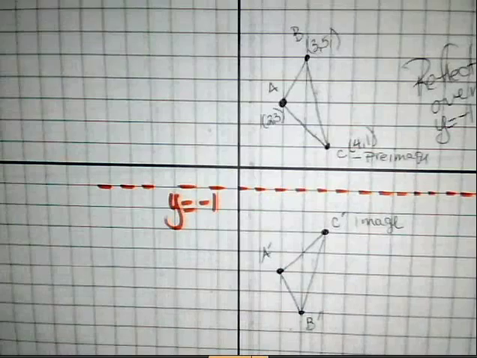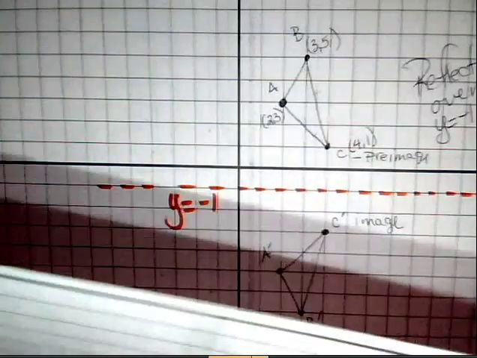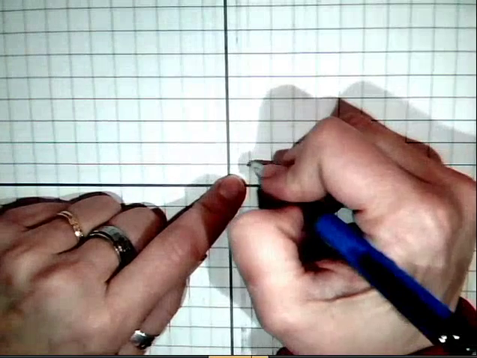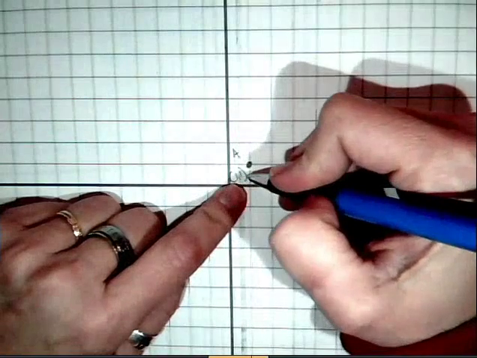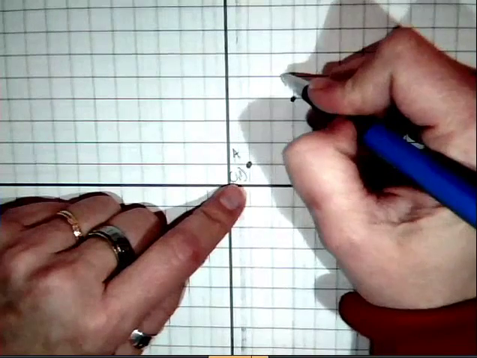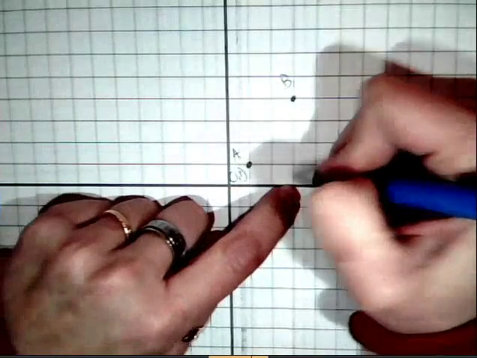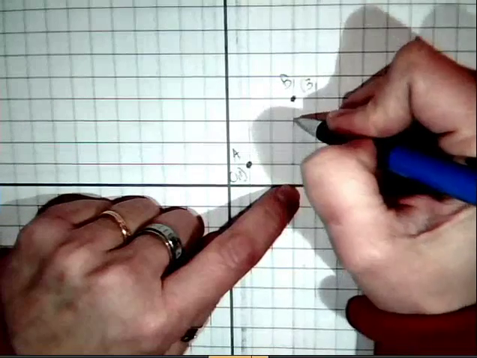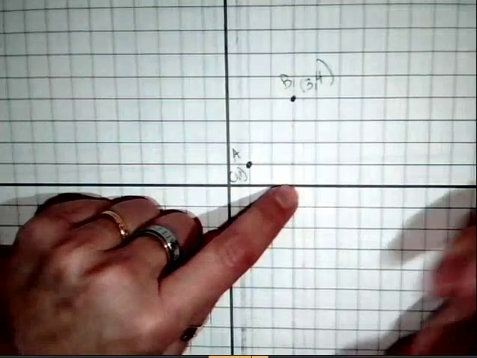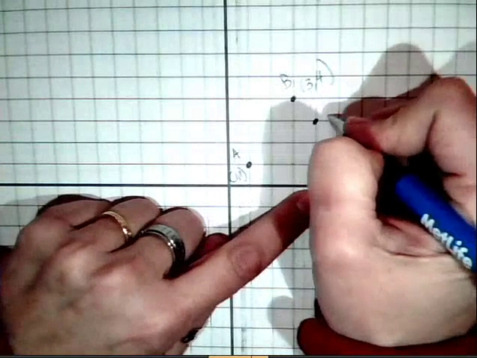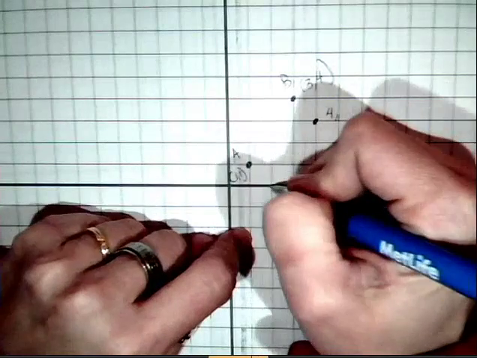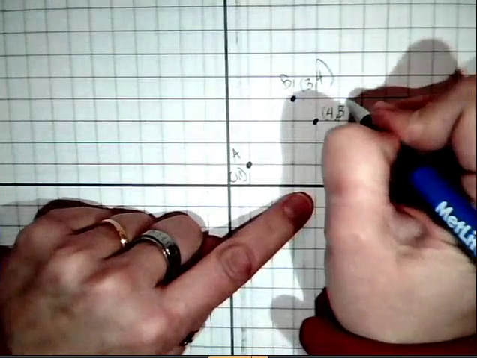Now let's do one where we have an image that is going to be reflected over a line, but the image is caught in it. So let's do point A is (1, 1). Point B is (3, 4). And let's let C be (4, 3). There's my point C.